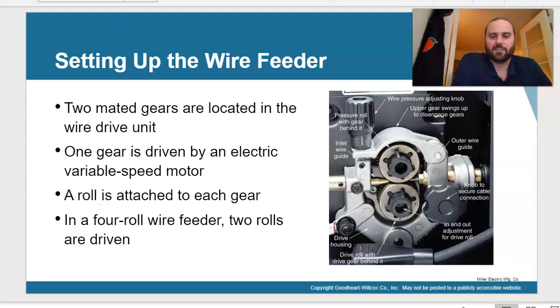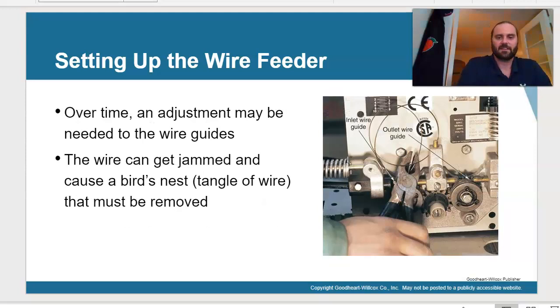Setting up the wire feeder. Two mated gears are located in the wire drive unit. One gear is driven by the electric variable speed motor. A roll is attached to each gear. In a 4-roll gear feeder, two rolls are driven. Setting up the wire feeder. Over time, an adjustment may be needed to the wire guides. The wire can get jammed and cause a bird's nest, tangle up the wire. You don't want to do that. Obviously, you'll have to re-rig your whole line, or your lead in your gun, to get it to work right again.